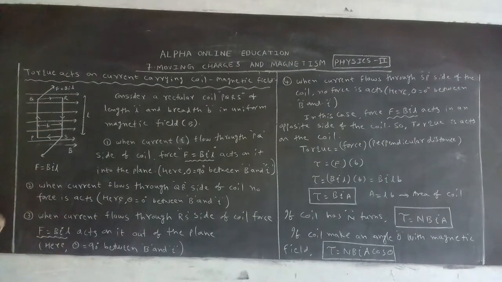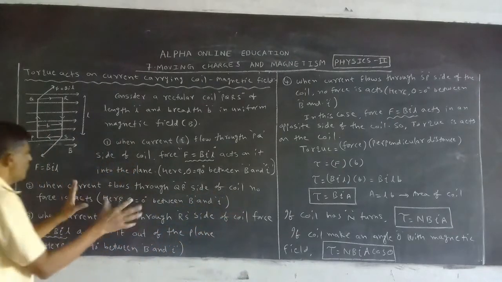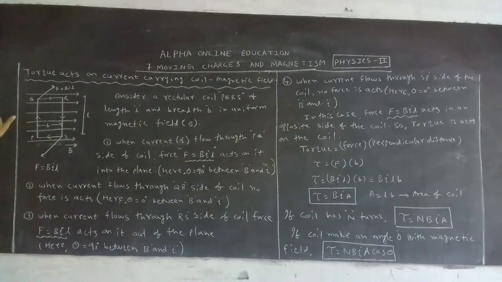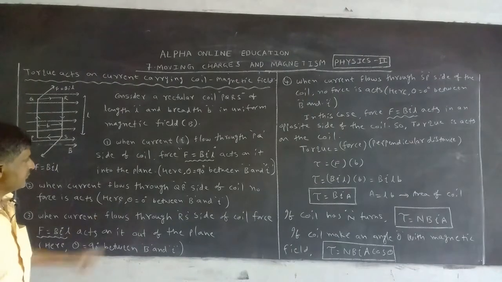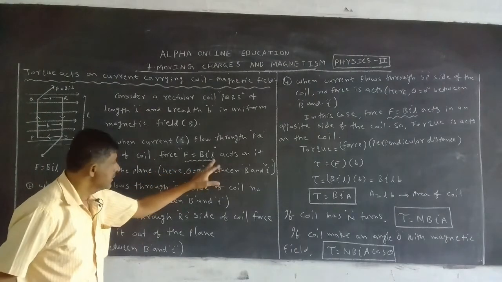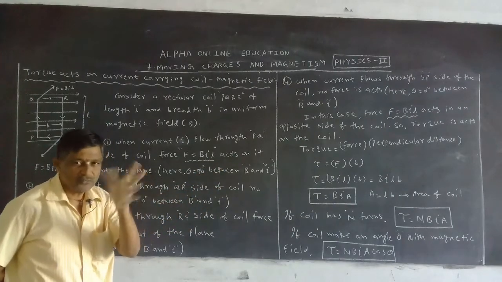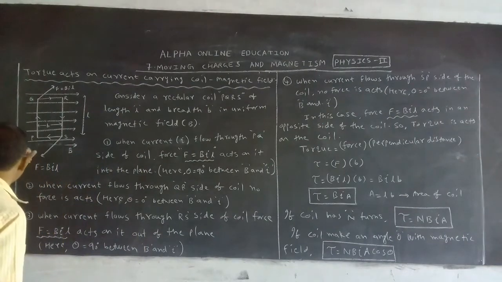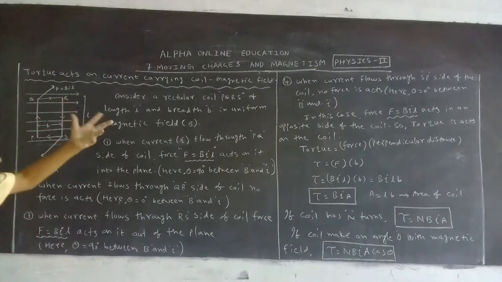Okay. Now the current flows after PQ through the QR side. When current flows through the QR side of the coil, no force acts. Why? The current direction and magnetic field direction are both the same. We know that F is equal to BIL sin theta. Here theta is equal to how much? 0. That's why no force acts. When current flows through the PQ side, force acts. When current flows through the QR side, no force acts.